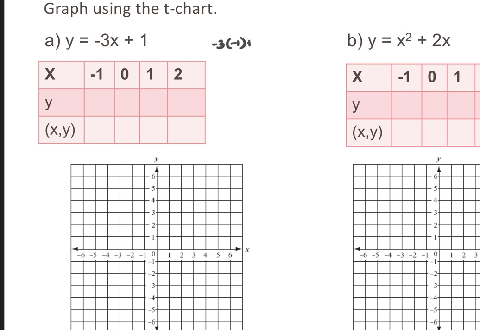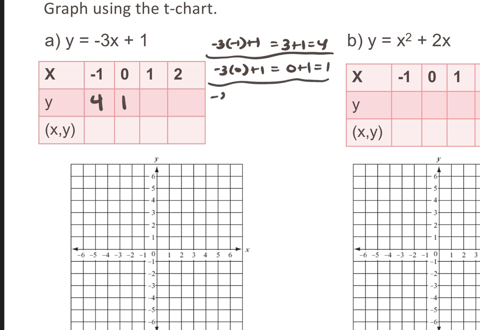-3 times -1 plus 1 would be 3 plus 1, which is 4. -3 times 0 plus 1 would be 0 plus 1, which is 1. -3 times 1 plus 1, -3 plus 1, which is -2. And -3 times 2 plus 1, -6 plus 1, which is... Oh, did I do something wrong? -6 plus 1 is... Thank you. This is -5.